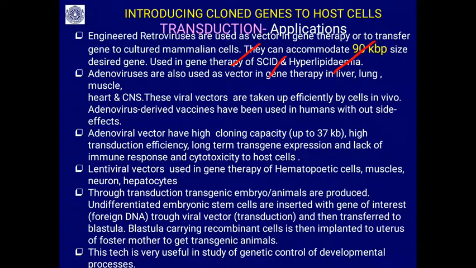Adenoviruses are also used as vectors in gene therapy in liver cells, lung, muscle, heart, and central nervous system. These viral vectors are taken up efficiently by the cells in vivo. So, we can do gene therapy in vivo with adenoviral vectors. Adenovirus derived vaccines have been used in humans without any side effects. The adenoviral vectors have high cloning capacity, taking up 37 kilo base pairs, with high transduction efficiency, long term transgene expression, and lack of immune response or cytotoxicity to the host cells. They are not affecting the host cells, so the host is not getting any immune response due to this adenoviral infection.